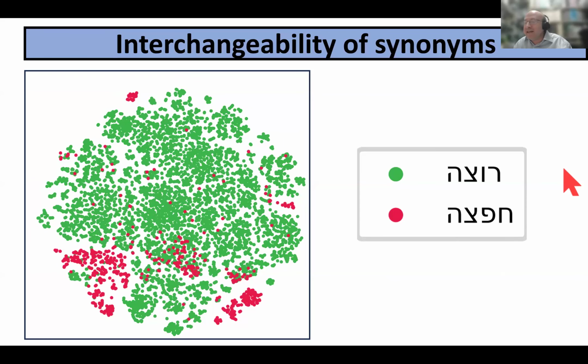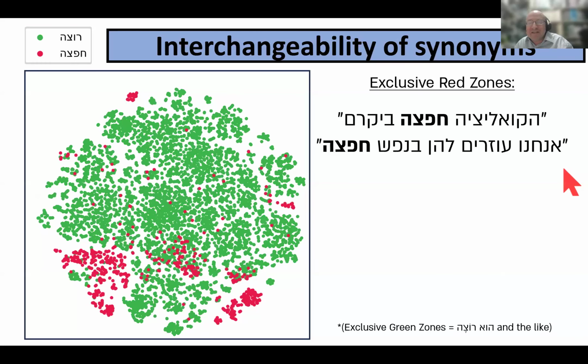Okay, I'll do one more here, between rotza and chafetza, both synonyms for she wants. And here too, we see that the overlap is certainly not across the board. Now, some of the cases of the green are just cases of hu rotza, where it's used in the masculine, and it wouldn't be relevant.